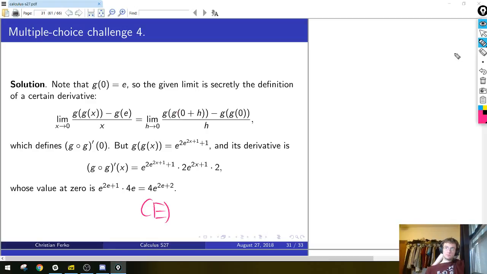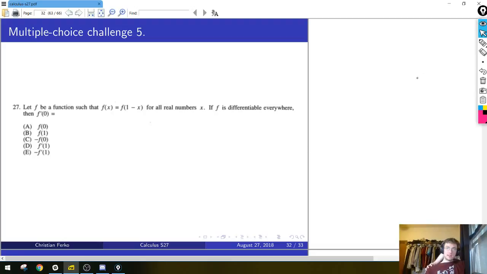I have no thoughts. All right, last one then. Ooh, too far. I think this one's a little easier, but let's see. So f is a function such that f of x is the same as f of 1 minus x for all real numbers x. And we're told that f is differentiable everywhere, so it's C1. It has one derivative. And then we're asked, what is f prime of 0 in terms of some other property of f, like f of 0 or f prime of 0.